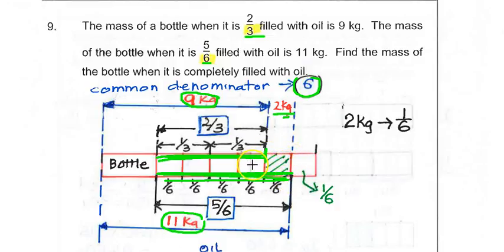Every one unit is 2 kg. The bottle we do not know, but we know this is 2, 2, 2, 2, 2, and this one must be 2. To fill up the last one is the full bottle. So 2, 2, 2, 2, 2, 2. Now if over here is 11 kilogram, to fill up this 2 kg more, it means the full bottle will be 13 kg.